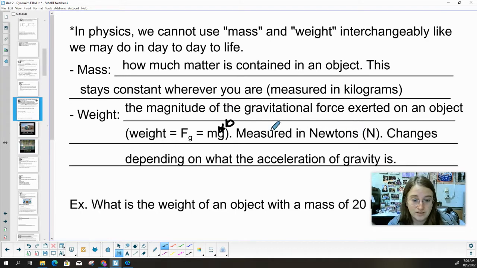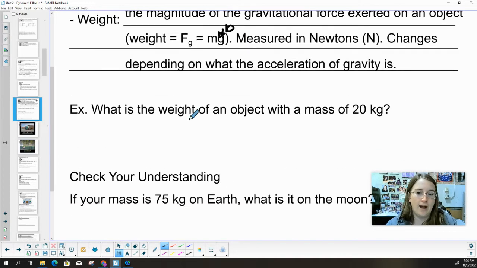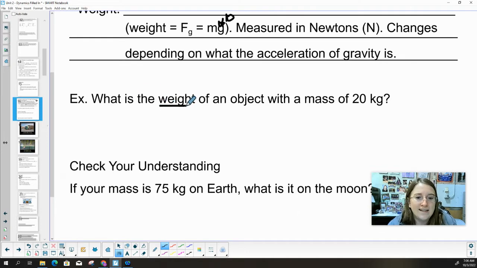Backtracking, weight is measured in newtons, and again, we're going to talk much more about forces later. But it changes depending on what the acceleration of gravity is. Have you ever heard that you weigh less on the moon? That's what this is talking about, right? You would feel lighter on the moon, versus if you went to Jupiter, that has a much greater force of gravity, you would actually feel heavier. So weight is what you actually feel on your body, depending on the acceleration of gravity of where you're at. So it says, what is the weight of an object with a mass of 20 kilograms?